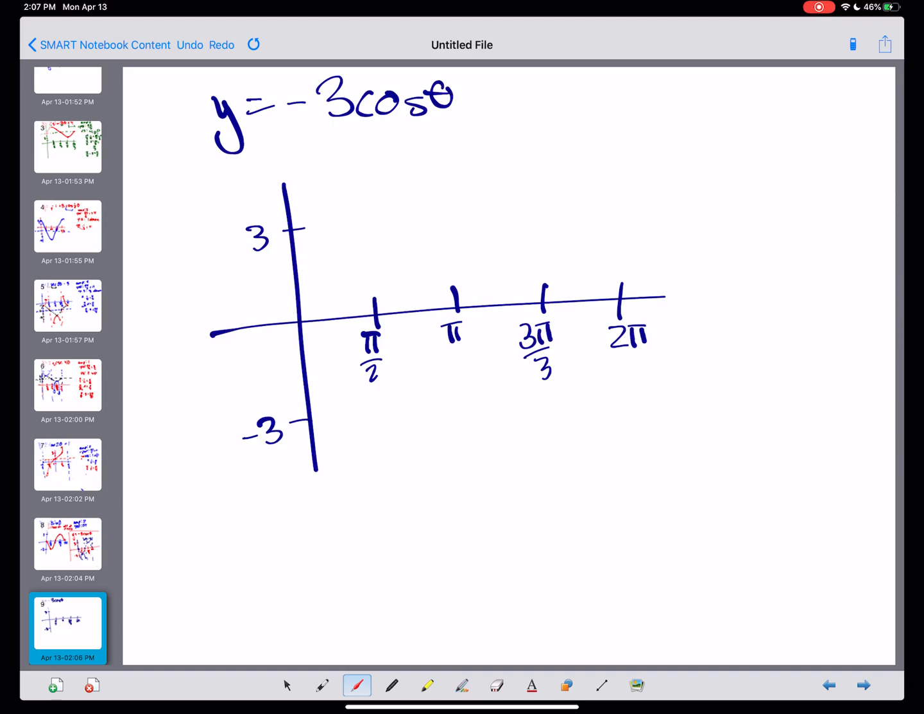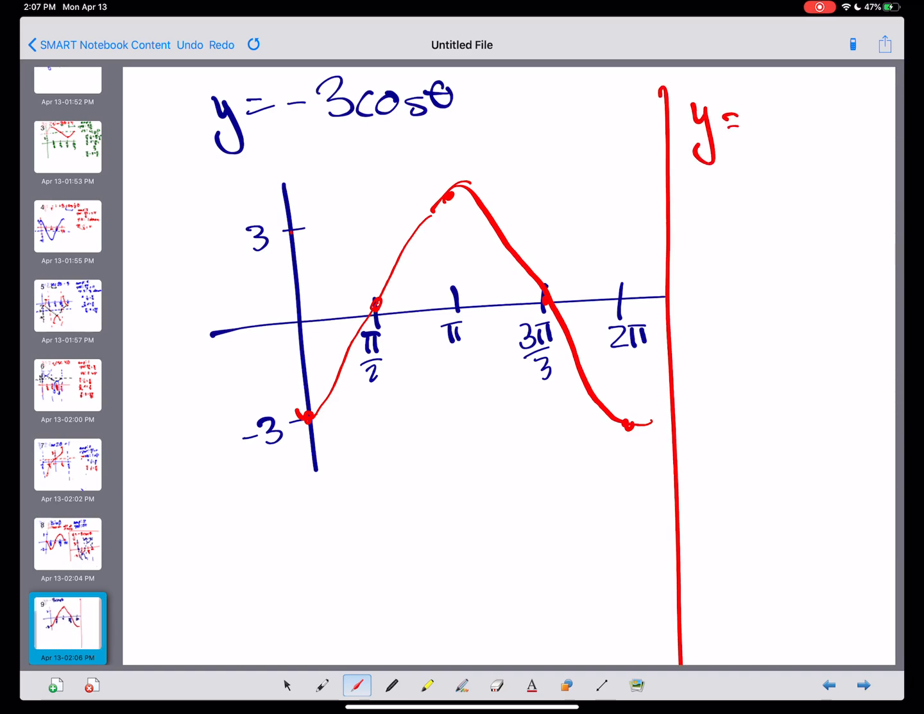Cosine usually starts high, but because there's a negative, it actually starts low. So it flips on itself like that. That's the only time that it does that. Oh god, this is not looking good. That looks horrible. But you guys get it.